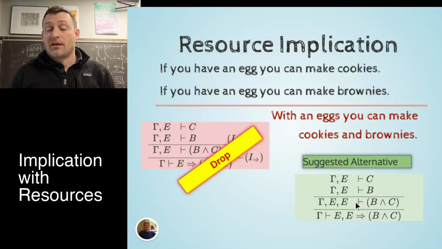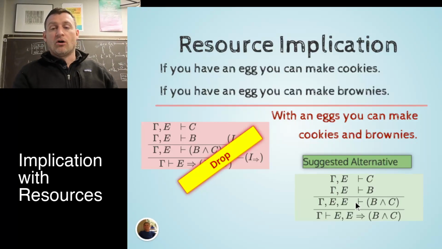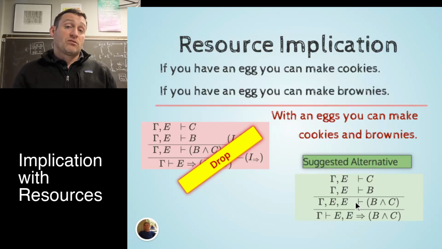Now, you could ask that I should count the context Gamma twice as well, and you could, though it's a convention that Gamma isolates all the things in the context into one, and so you can reuse the context as many times as you like. In this case, I'm only choosing to count the resource that's scarce, the egg.